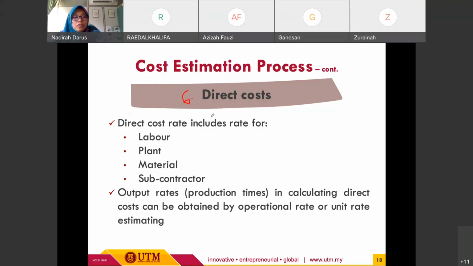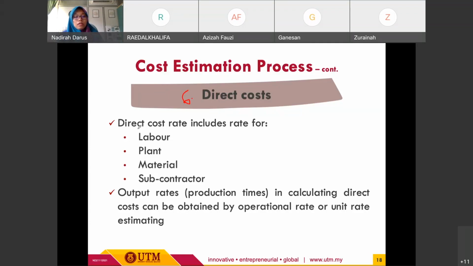So that it is easier for you to understand the types of costs, and at the end easier for you to apply them in the calculation. Here the direct cost rate includes rates for labor, plant, material, and also any subcontractor works. So that will fall under this category, direct cost. About the indirect cost, you may refer again to the previous slide.